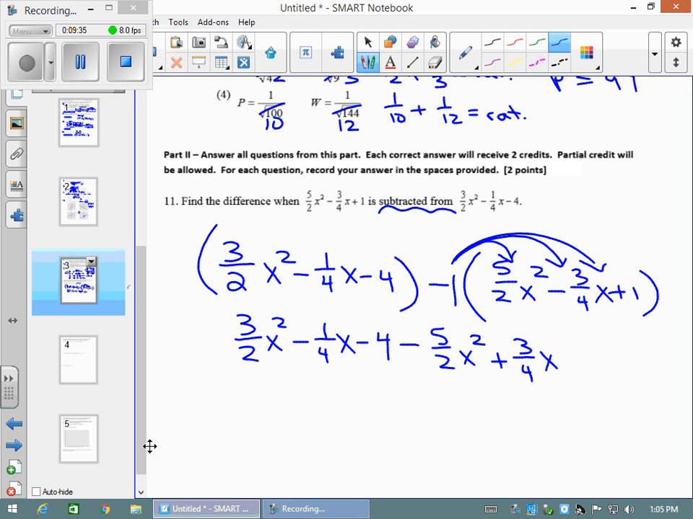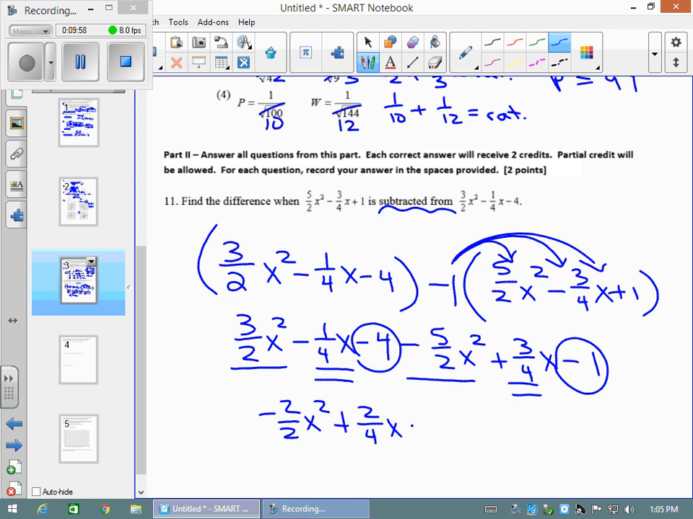Now I want to combine like terms, so I have 3/2 x squared minus 5/2 x squared. If I have the same denominator, I can add the numerators, so that would give me negative 2 over 2 x squared. I have negative 1/4 x and positive 3/4 x, which would give me positive 2/4 x. And I have negative 4, negative 1, which would give me a negative 1. You can simplify this even further.